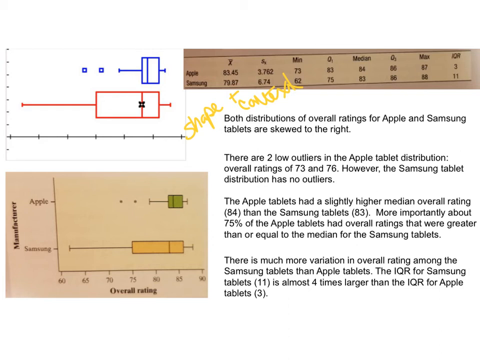However, the Samsung tablet distribution has no outliers. So what am I talking about here? Unusual features. So I'm going to also write CUSS up here to make sure I address everything. So I've got shape and unusual features. The Apple tablets had a slightly higher median overall rating, 84, than the Samsung tablets, 83.